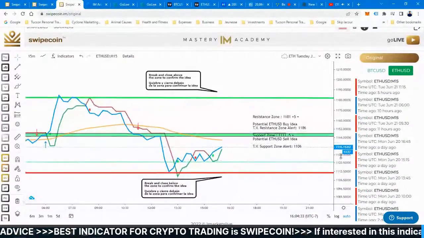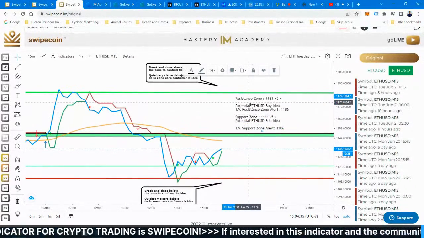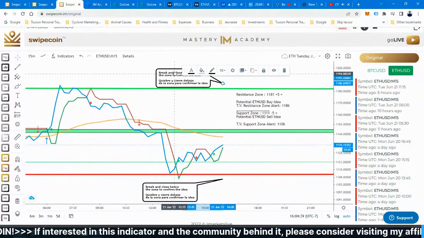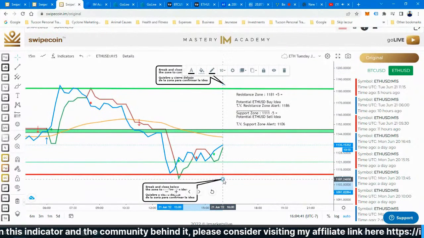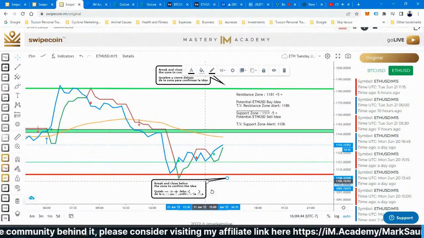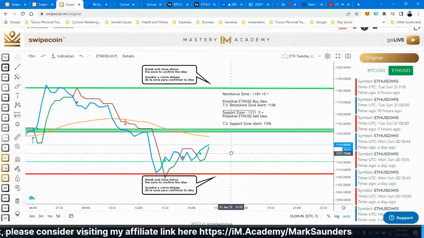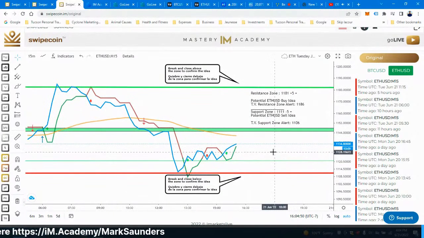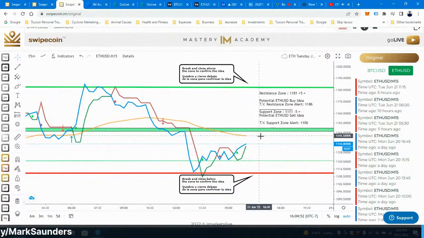This is the ideas for now for Ethereum, just based on the system. These are your zones. Doesn't mean you have to take a trade. This is not financial advice, but these are just zone areas based on the 15-minute time frame for scalp trading or day trading. All right, so we'll see what happens.